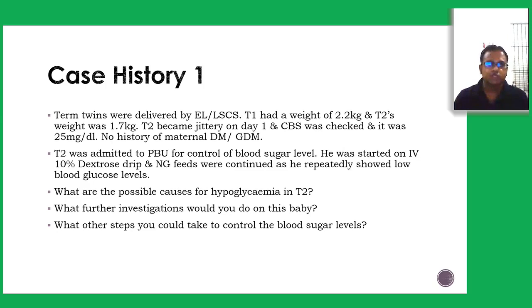So the first question is, what are the possible causes for hypoglycemia in T2? The second one is, what further investigations would you do on this baby? The third question is, what other steps you could take to control the blood sugar levels? So I'll give you 1 minute. If you can quickly type some answers in the chat box, we can go ahead and discuss them.